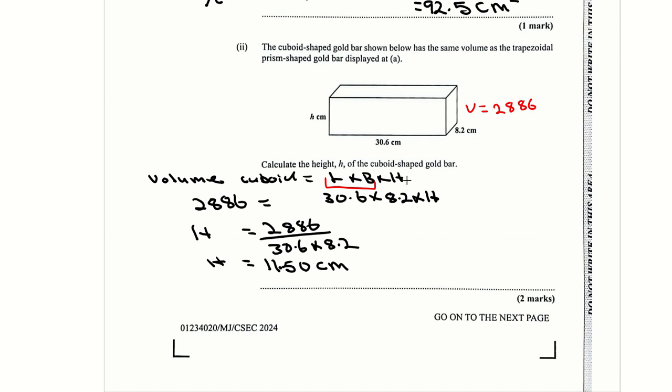So length times breadth times height, which is 30.6 times 8.2 times your height, which we don't know. So the height would be 2,886 divided by 30.6 times 8.2. I didn't multiply it out. Okay, so my height would be 2,886 divided by this, which is 11.50 centimeters. And that is your answer for this. Good so far?